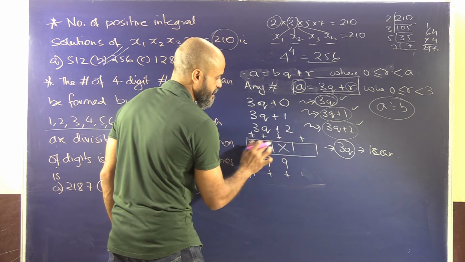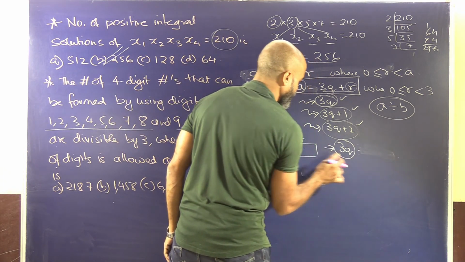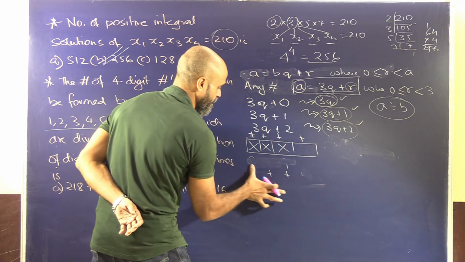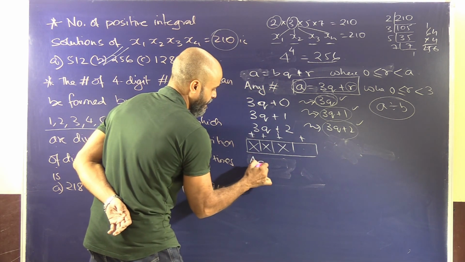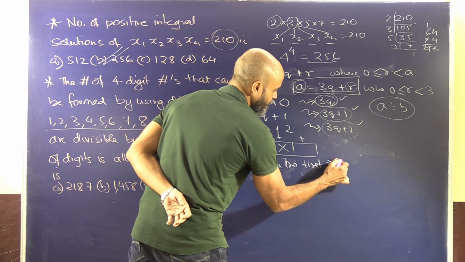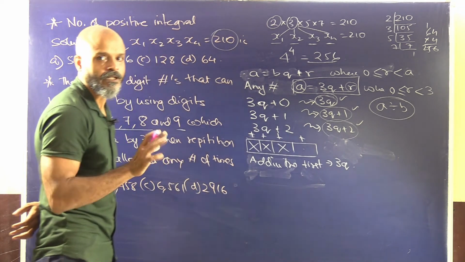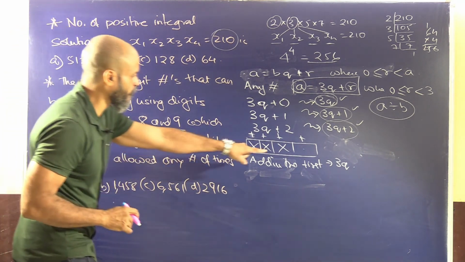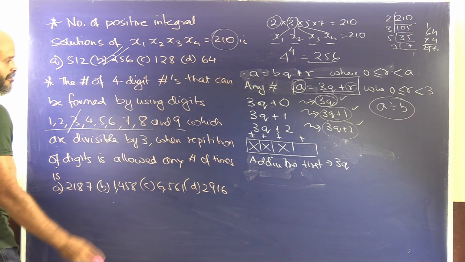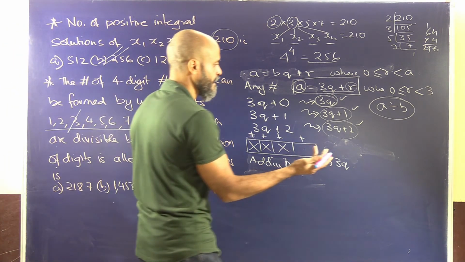If we get 3q as the format, what can we fill this 4th place with? Okay, so adding the first 3, I am so sorry for the confusion. So adding the first 3, we get a number 3q divisible by 3. What is the 4th place that we can fill it with? We can fill it with 3, because 3q plus 3 will be divisible by 3.